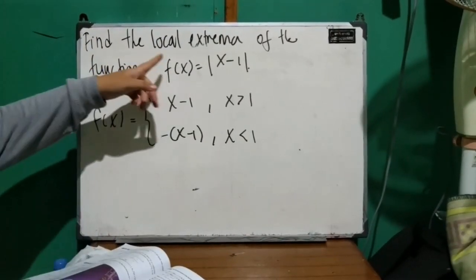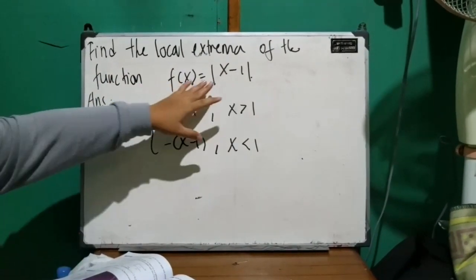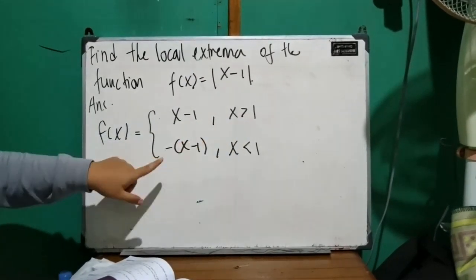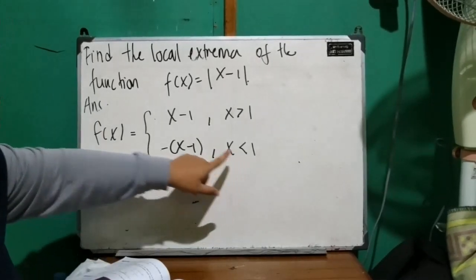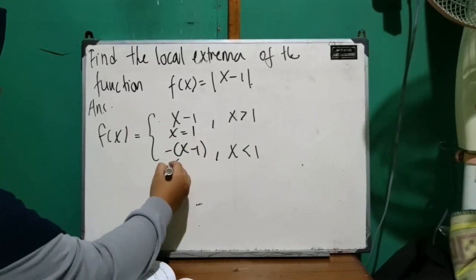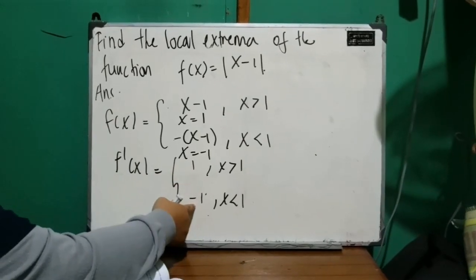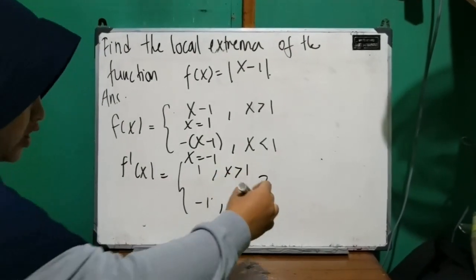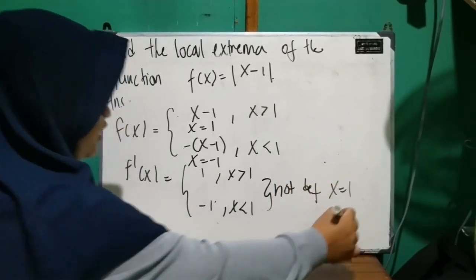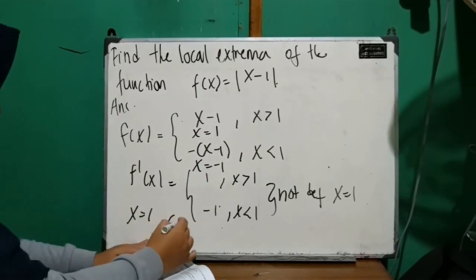Another question is: find the local extrema of the function f(x) equals absolute value of x minus 1. We already know the absolute value is divided into 2 cases. The first one is positive, which is x more than 1, and the second one is minus, which is x less than 1. So from here we get x equals 1, and from here x equals minus 1. Since the right side and the left side are not the same, the derivative is not defined at x equals 1. So x equals 1 is a critical point.